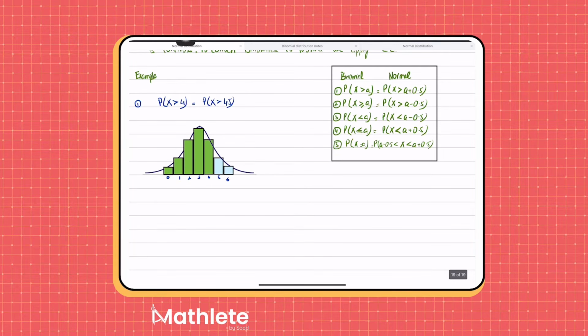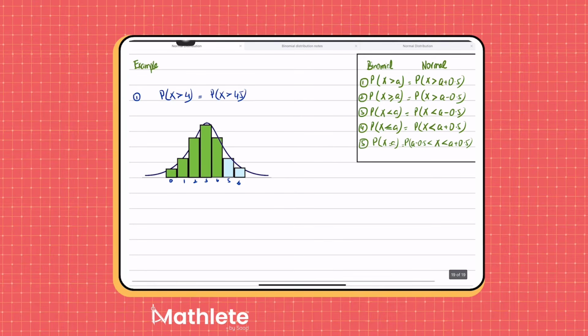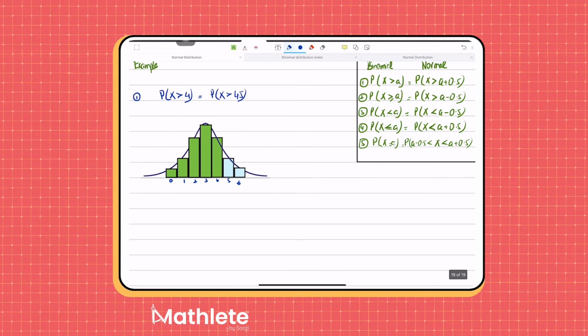But remember, when we're converting binomial to normal, look at the values on the horizontal axis. For example, where do we find 4? This entire width of the bar is representing 4, but on a normal distribution curve, it's the absolute midpoint of the width which is representing 4.